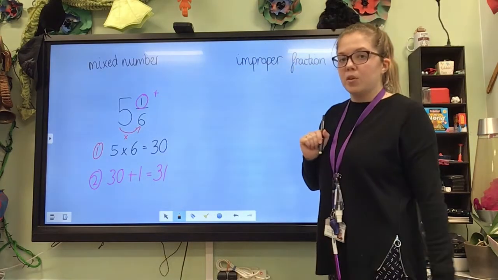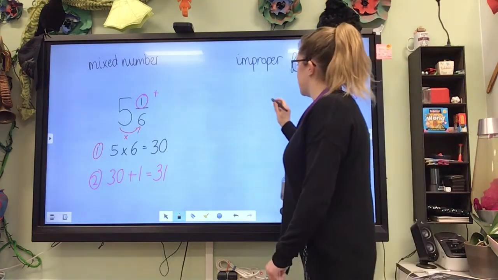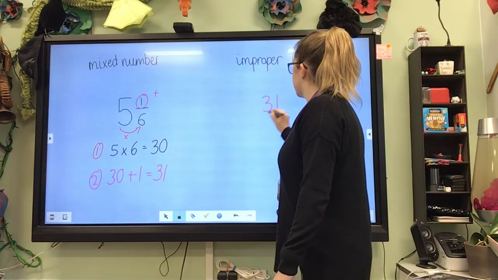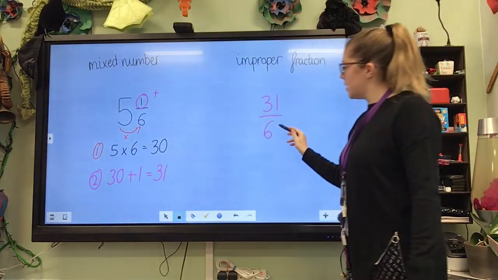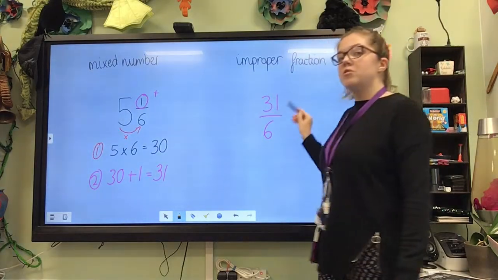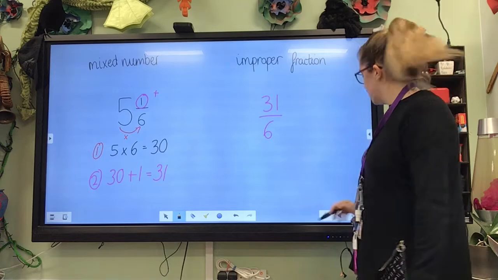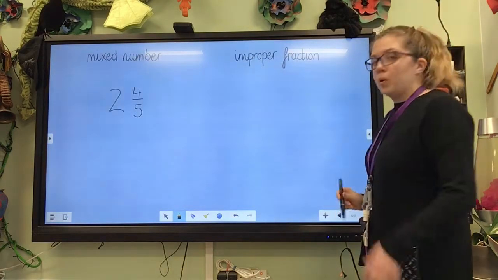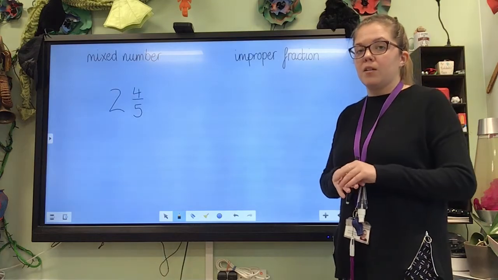So who thinks they can put that as an improper fraction for me? And you should all be saying it's going to be 31/6. Can you see that the denominator has stayed the same from the mixed number? We've just worked out how many individual pieces that is for the improper fraction. Okay. Pause the video and have a go at this one on your own, and then check back in for the answer.